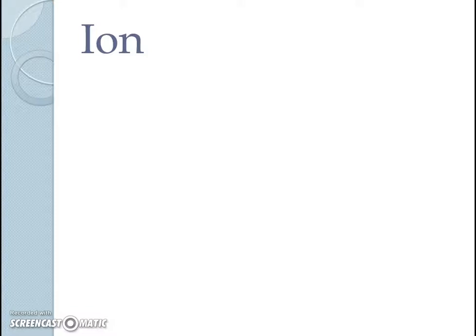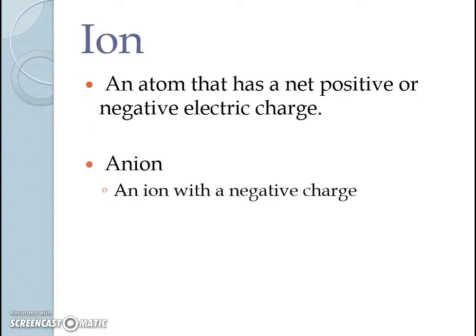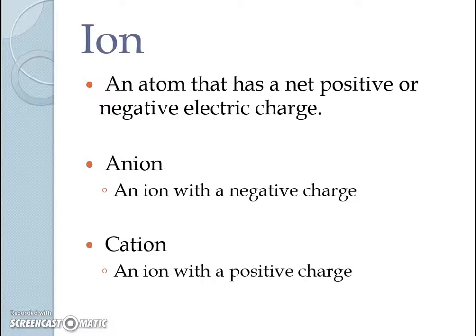Now, when we bond ions, we have the term ion. That means it's just an atom that either has a positive or negative electric charge. An anion is the negative charge. Okay, so an "an" is negative. A cation, cats are positive, so that's your positive charges. So anything with a plus oxidation is a cation. Anything with a negative oxidation number is an anion.